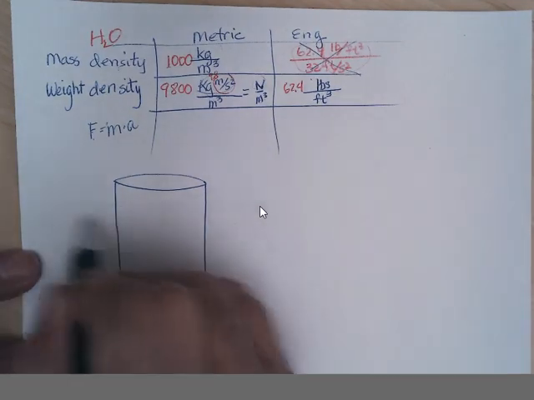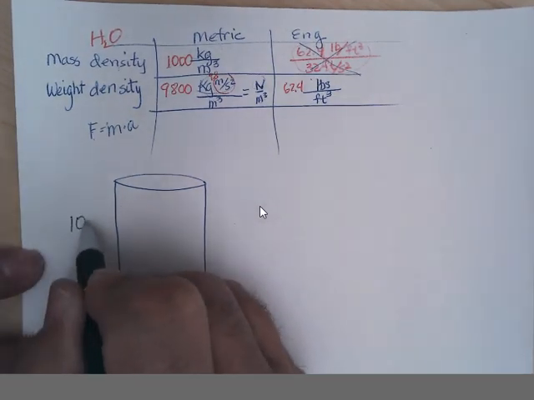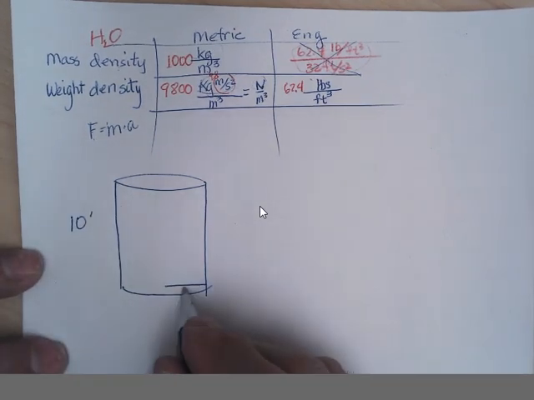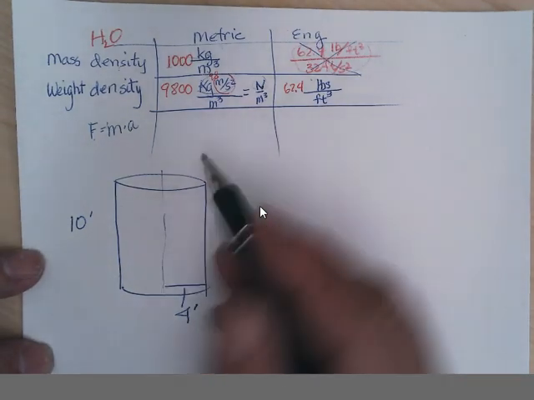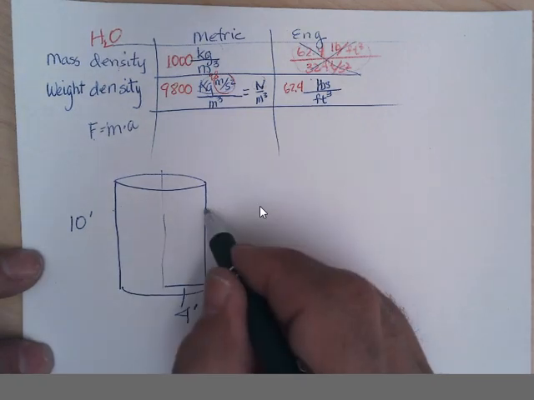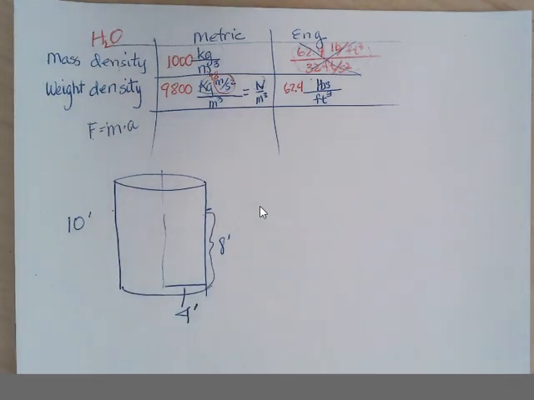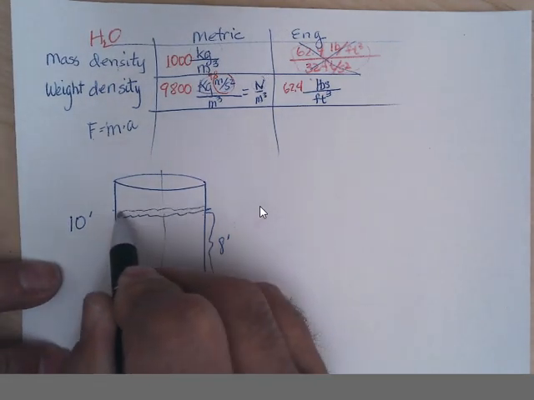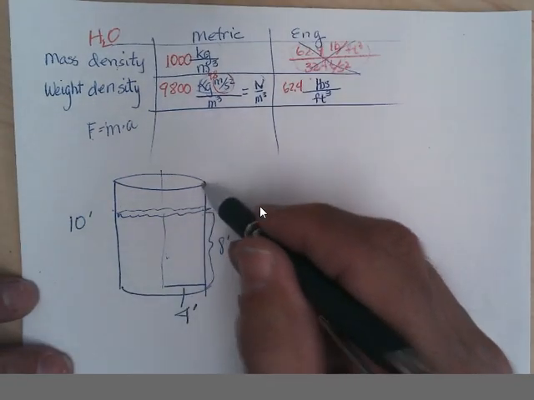Let's say the tank is 10 feet tall, has a radius of 4 feet, and it's filled up to a depth of 8 feet with water. And I want to pump the water out of the tank.